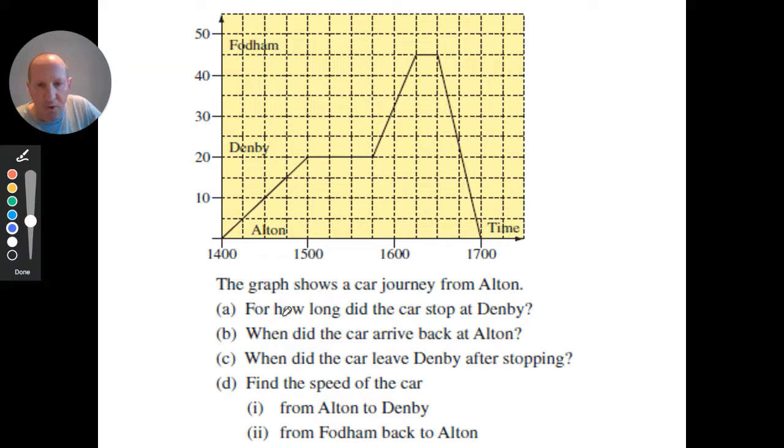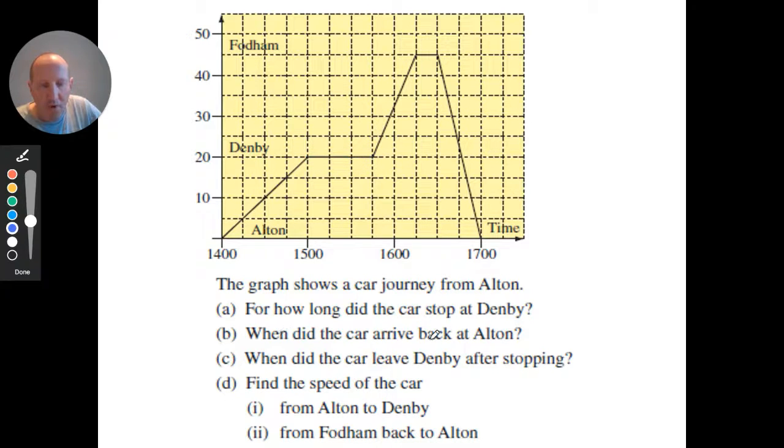For how long did the car stop at Denby? Well, we said stop, being stationary, is those horizontal lines. So here's a horizontal line at Denby. If I count the squares, there's 1, 2, 3, 4 squares make an hour, so each square is 15 minutes. So these 3 squares make 45 minutes.